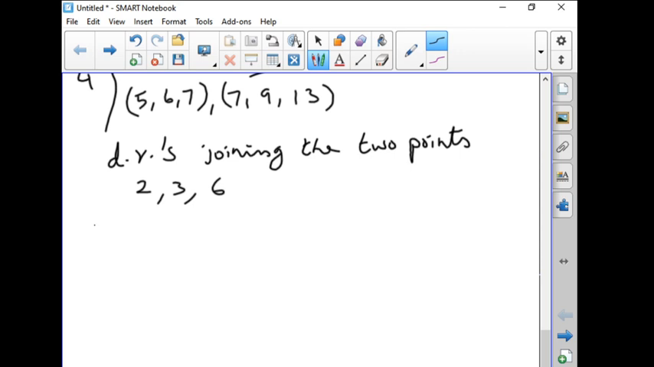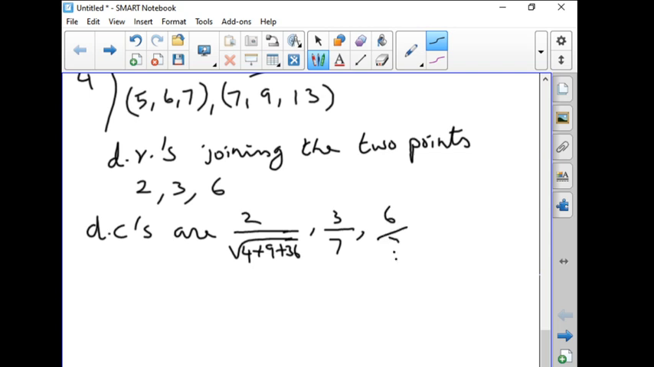So what about the direction cosines? Direction cosines are 2 by root of 2 square is 4 plus 3 square is 9 plus 6 square is 36. So root 49. Root 49 is 7. So the direction cosines are 2 by 7, 3 by 7 and 6 by 7.